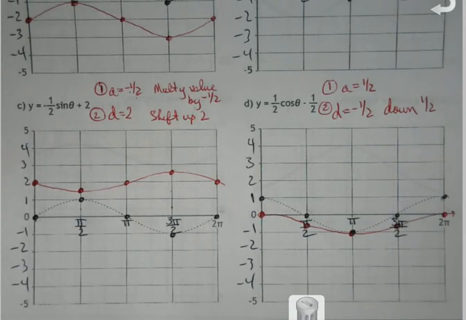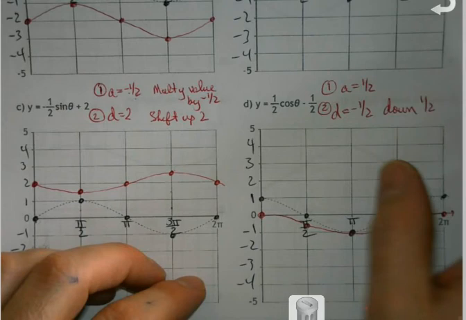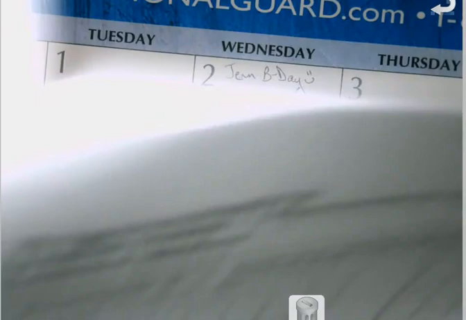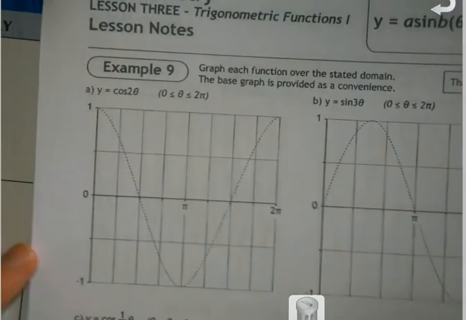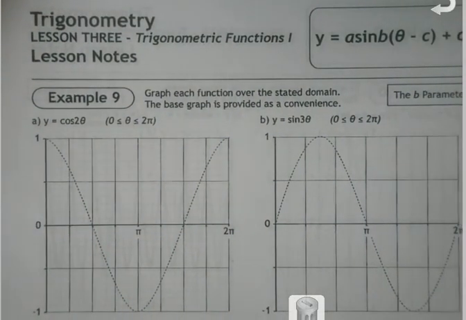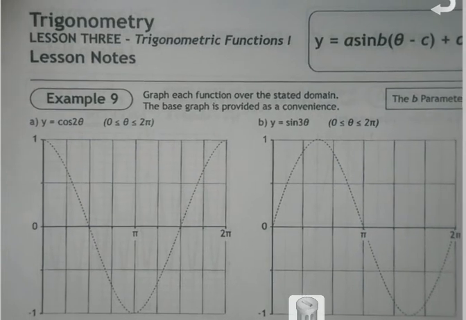No, not yet. Okay. We are going to go past example 8 because, again, I want to work on the ones that are actually ready for us here more than the ones that aren't. So we're going to jump up here into the world of period, the B parameter.